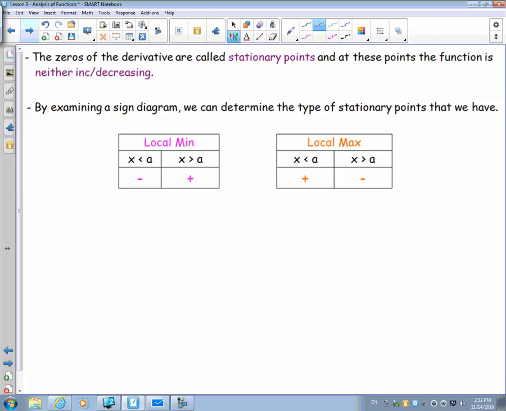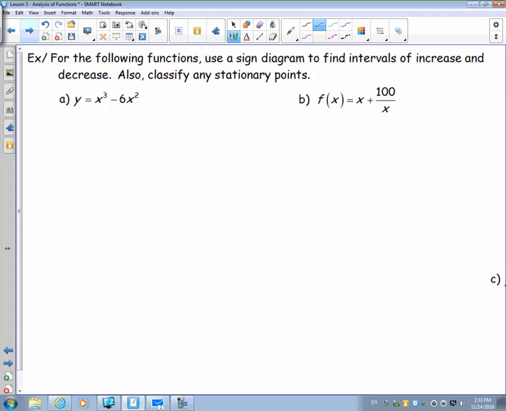There are a couple of different kinds of turning points you can have. If you start with a negative sign, decreasing, followed by an increase, that means it has a minimum. If your function has an increase followed by a decrease, that means you have a maximum in your sign diagrams. So we're going to make a few sign diagrams today. Let's try some. I've got some functions. I want to use a sign diagram to find intervals of increase and decrease, and I want to classify any stationary points. So to figure out where my points are, I need to take my derivative.